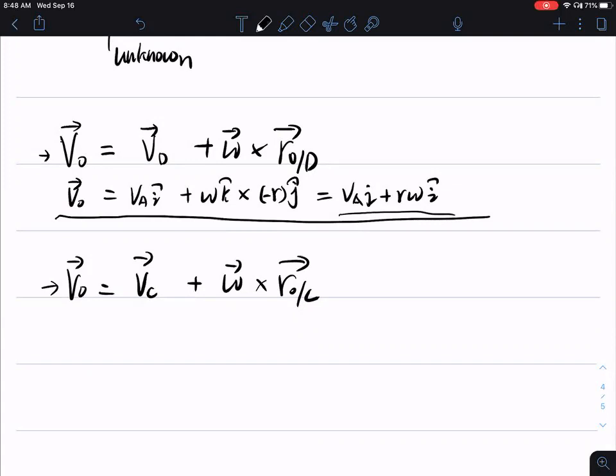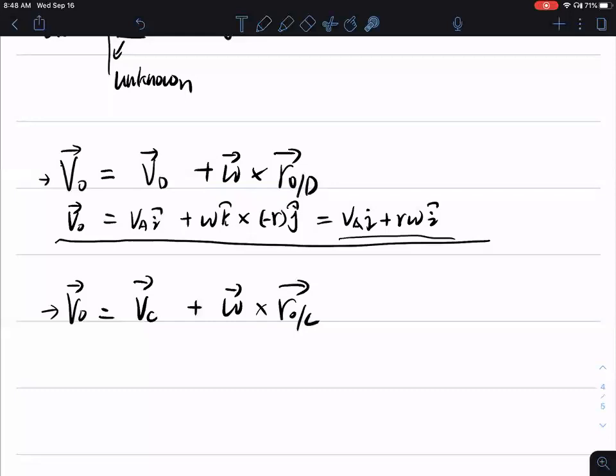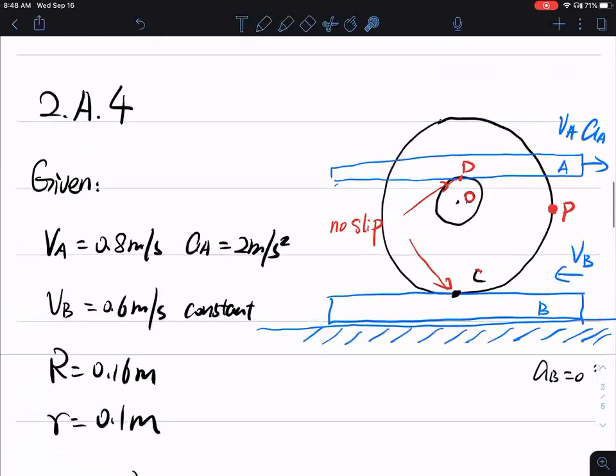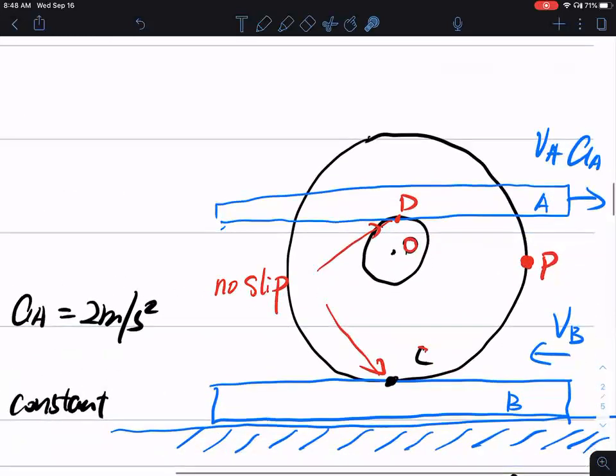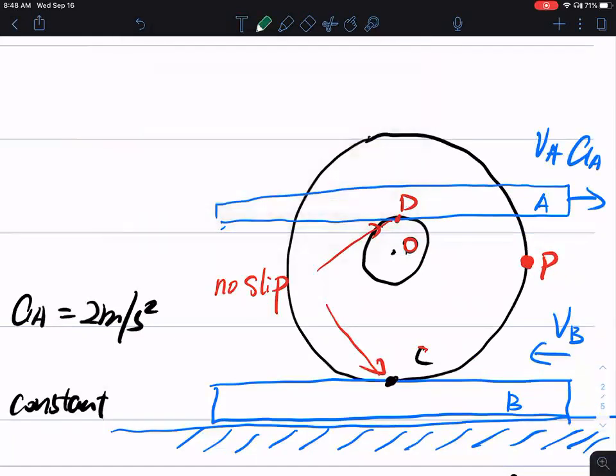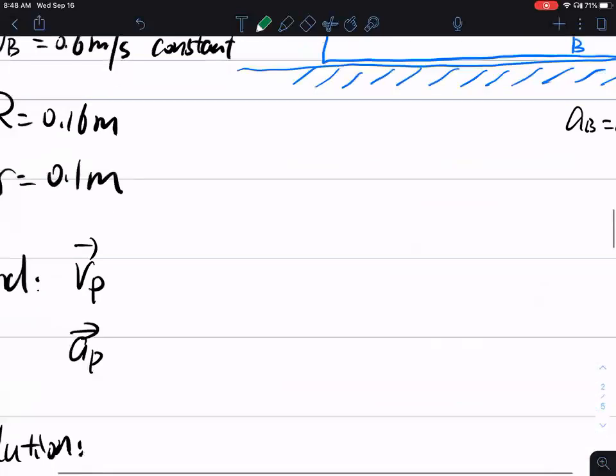Question? Yeah, that's because of this position vector RO/D. If you are confused about how to decide the sign of that position vector, one suggestion is to draw that vector. RO/D is from D pointing to O. So this is RO/D. That is pointing in the negative direction of J. That's why there's a negative sign there.